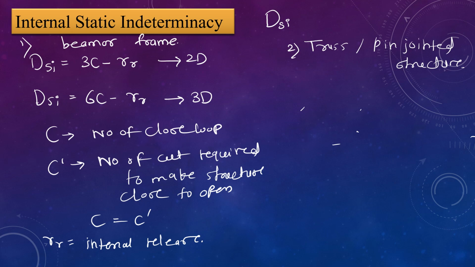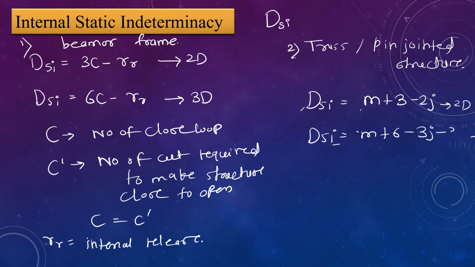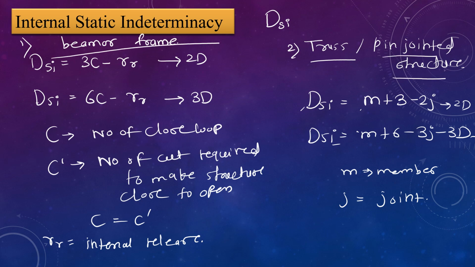And the formulas for that are DSI is equal to M plus 3 minus 2J, and the second, DSI is equal to M plus 6 minus 3J. This is for 2D and this formula is for 3D. Okay, M is the number of members, J is the number of joints, and both are formulas for 2D and 3D structures. These formulas are for truss and pin jointed structures. These formulas are for beam and frame structures.